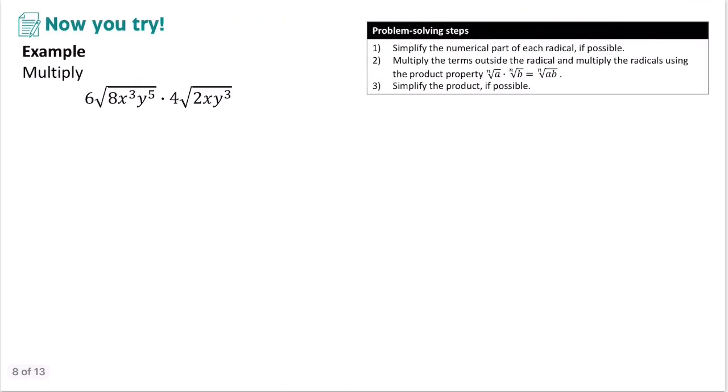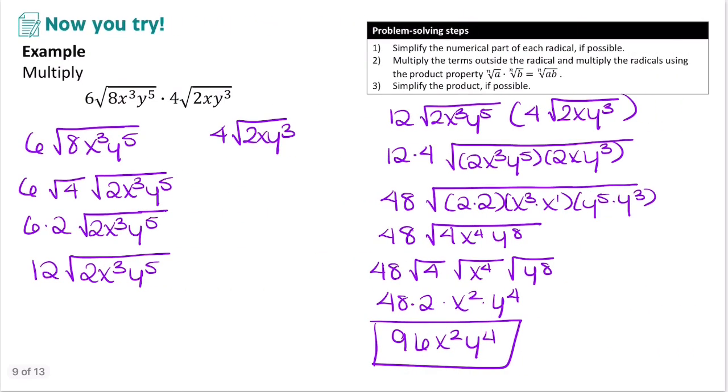So now you can go ahead and pause the video and try doing this example on your own. So remember, I started off simplifying the numerical parts of whatever radicals I could, and I could only do that on the first one because I could factor out a square root of 4. So that turned this into 12 times the square root of 2x cubed y to the fifth. So I multiplied that by the second radical, so I pulled out the coefficients, which gave me a 48 in front. And then inside the radical, I combined the coefficients, which gave me 4.